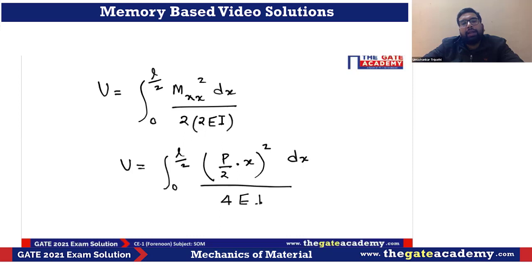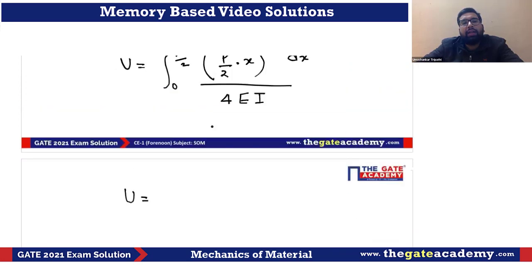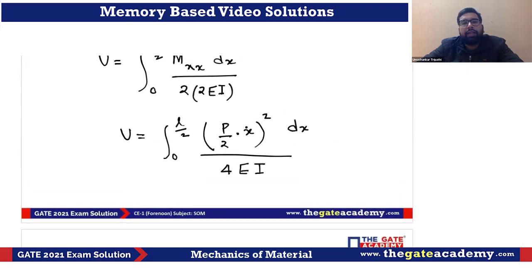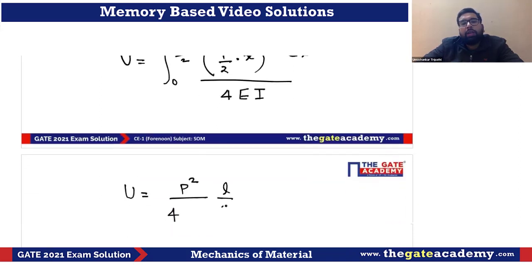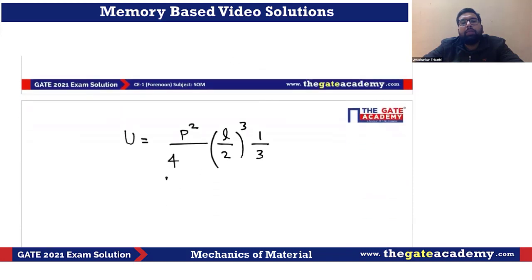It will be 4EI. So if I integrate this in this limit, it will be P square by 4. Now I think all of us can integrate it. If I integrate this, it will become P square by 4 and X square integrated to X cube by 3. Placing the value, it will be L by 2 whole cube by 3, with the limit from 0 to L by 2, and this will be 4EI.